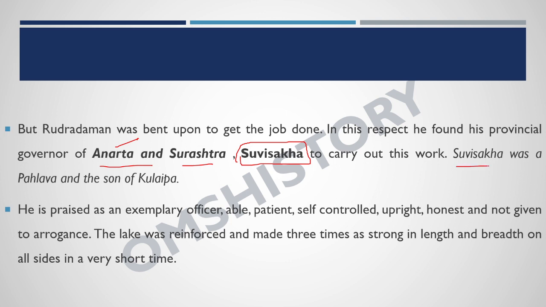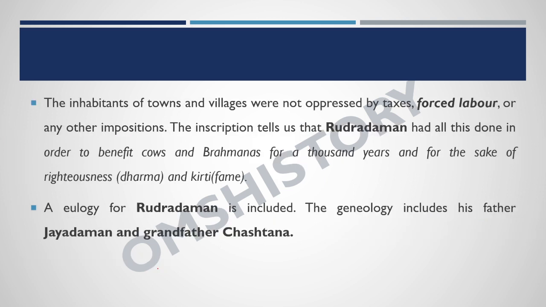It is said that Suvisakh was a Pahlava, and he was the son of Kulaipa. So maybe his father was also in an important position in the Saka Empire. Now, he is praised as an exemplary officer, able, patient, self-controlled, upright, honest, and not given to arrogance. The lake was reinforced and made three times as strong in length and width on all sides in a very short duration of time. It is also said that the inhabitants of the towns and villages were not oppressed by any kind of taxes or forced labor or any other extra imposition.